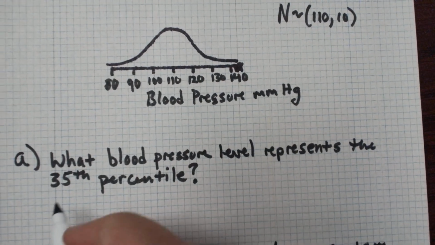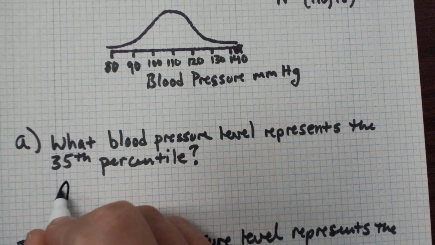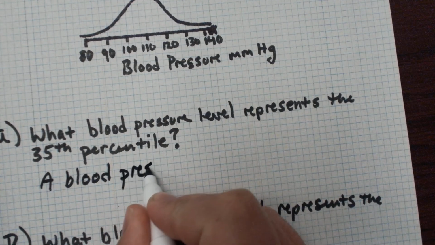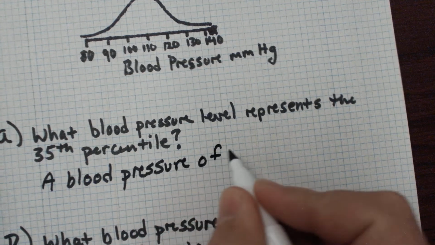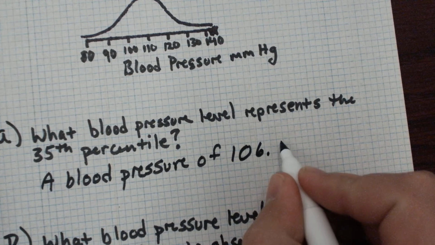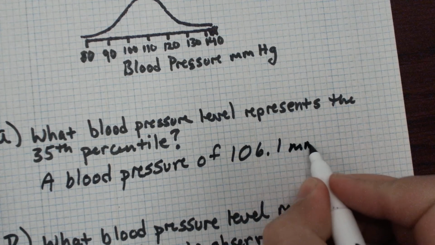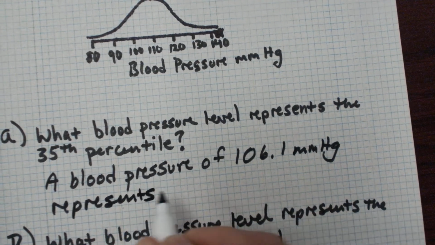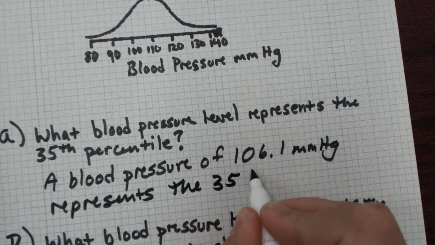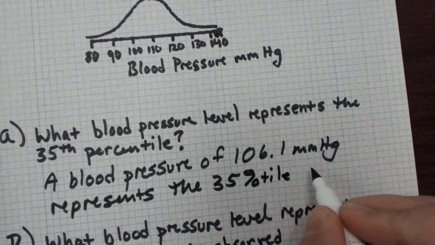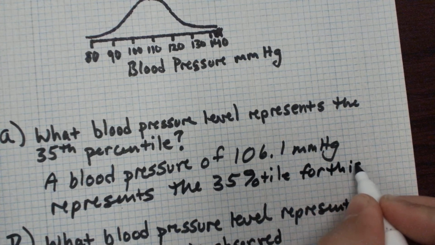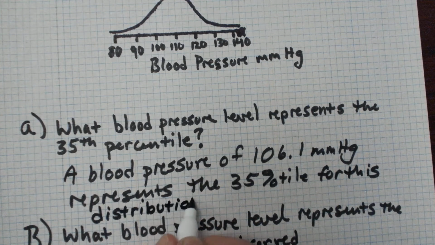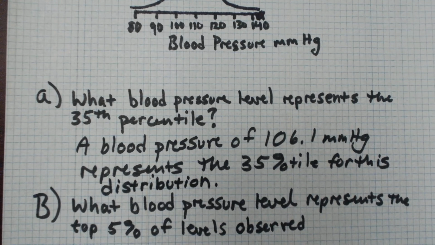Okay, so 106. So a blood pressure, let's see if I can spell pressure correctly today, of 106.1 is probably fine. Millimeters of hemoglobin represents the 35th percentile for this distribution. Okay, so that's our first one.